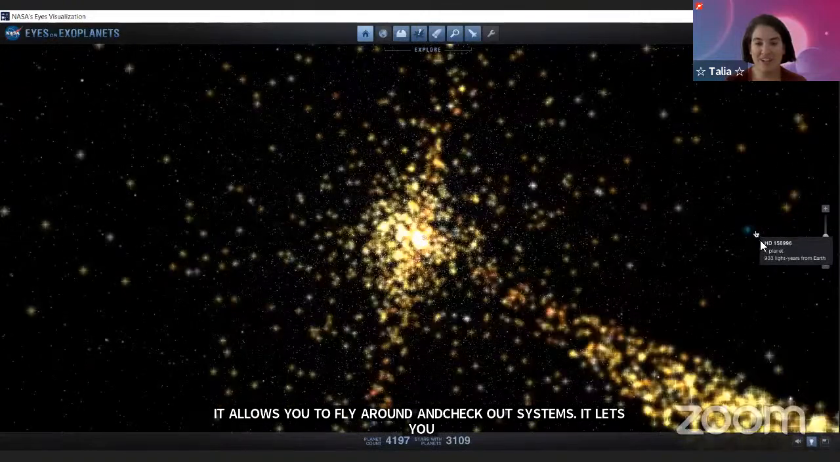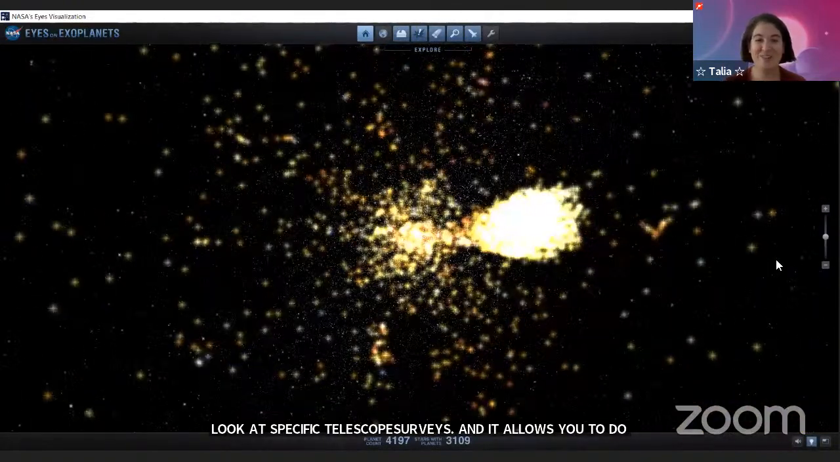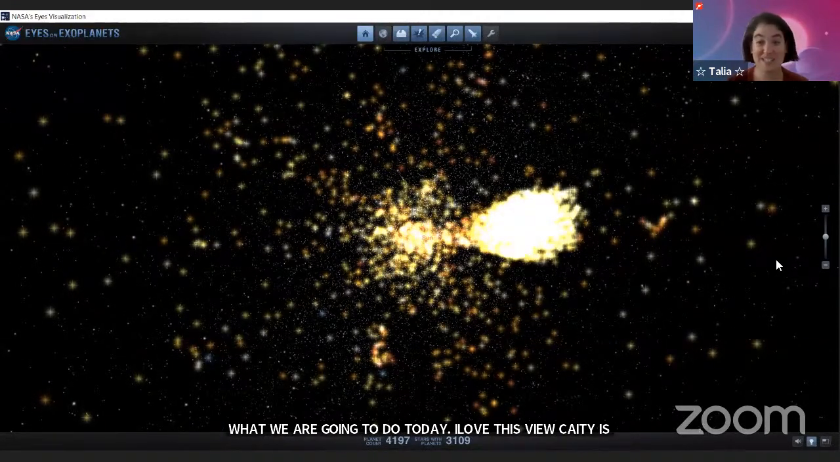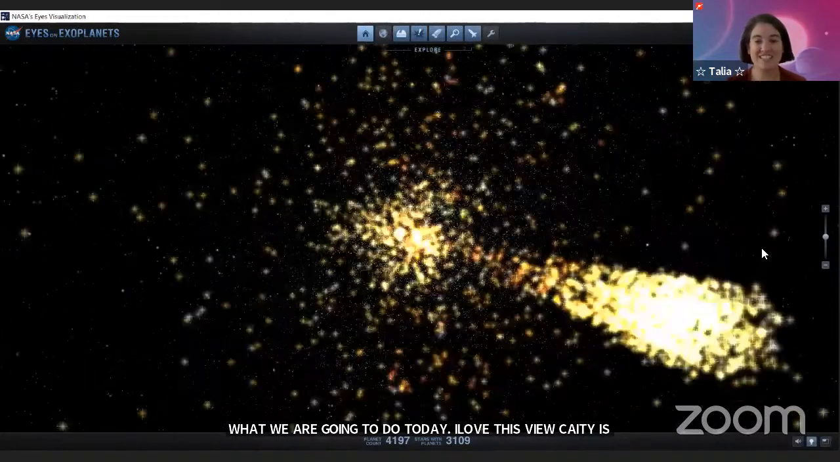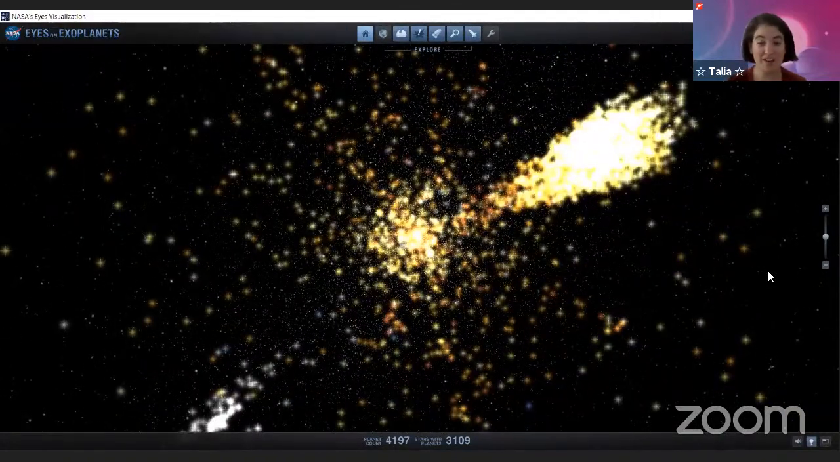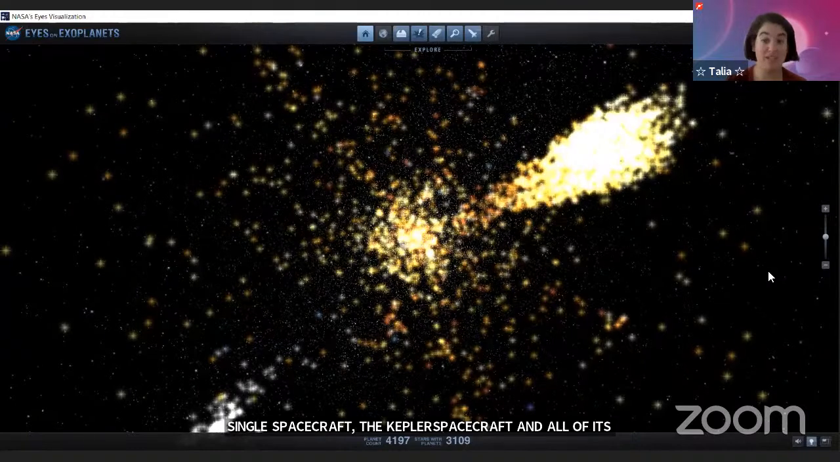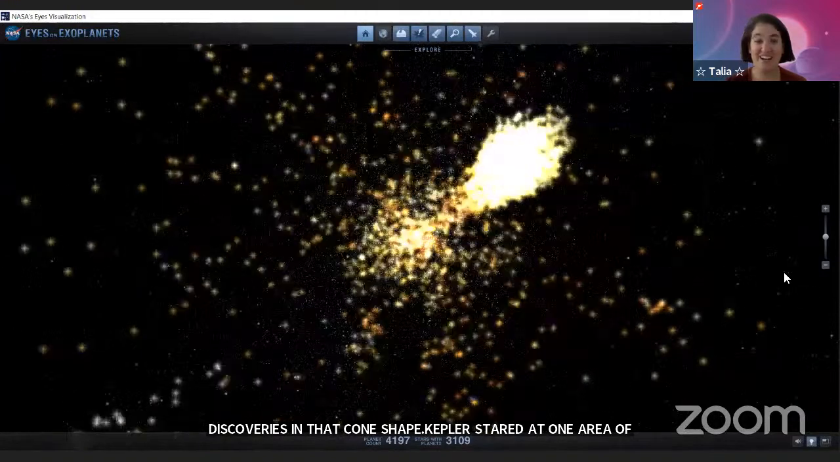Oh, I love this view here. Katie is showing us that cone of exoplanets is entirely due to a single spacecraft. That is the Kepler Spacecraft and all of its discoveries in that cone shape, because Kepler stared at one area of the sky over a long period of time and discovered a ton of exoplanets in that patch of sky, which is why you get those fun artifacts.